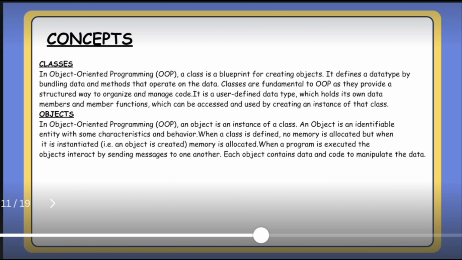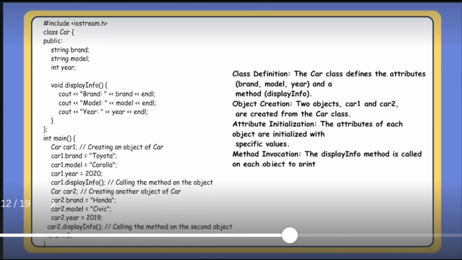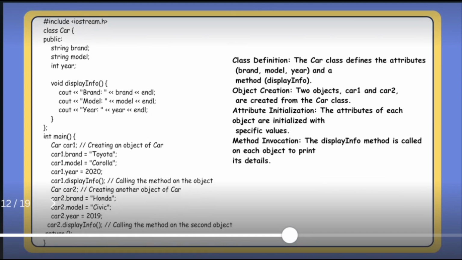So a class is a blueprint that defines the properties and behavior of an object, while an object is an instance of a class with its own set of attributes or data and functions. So next we have an example of a class.